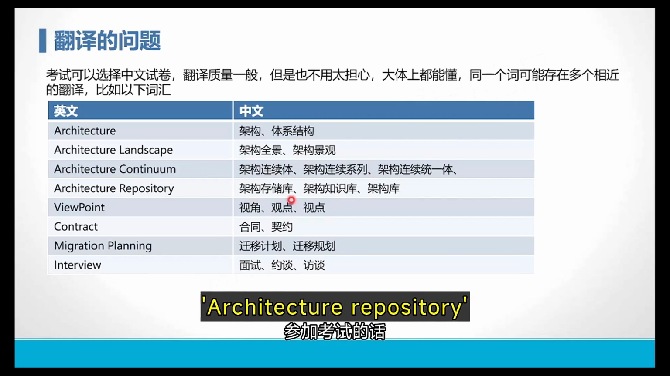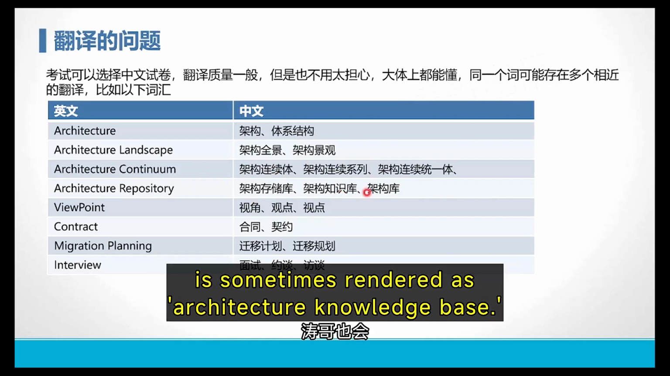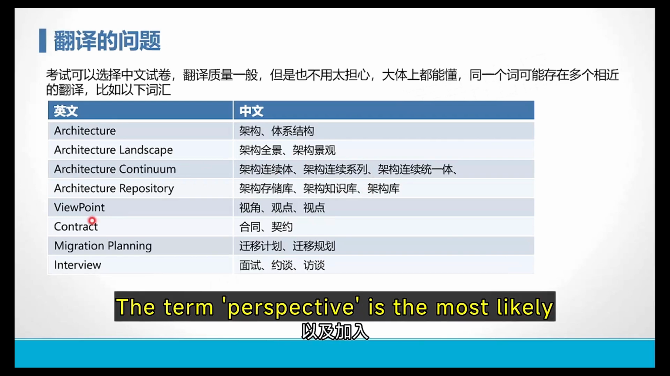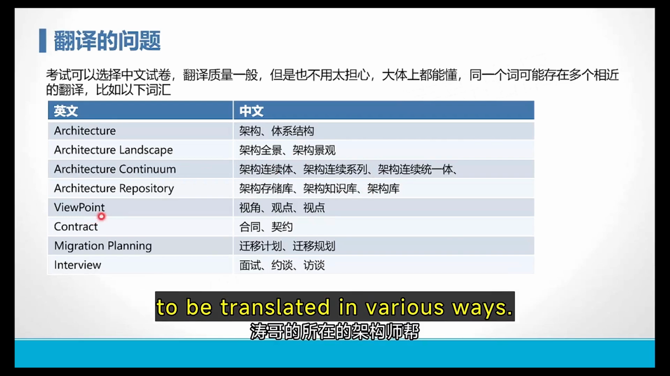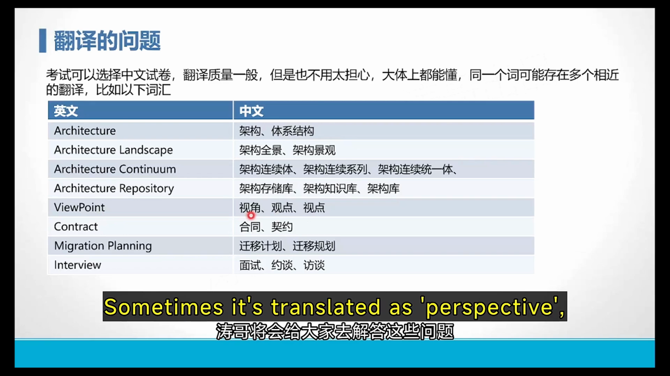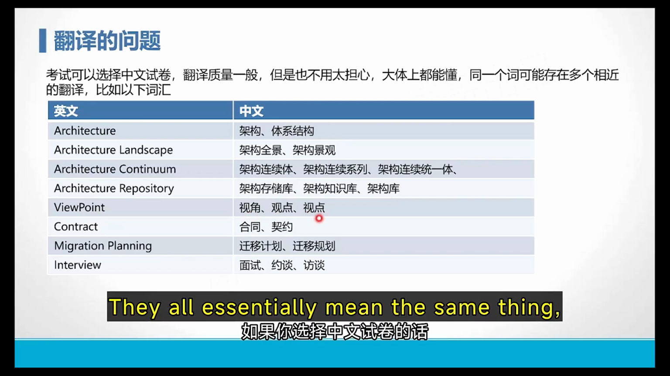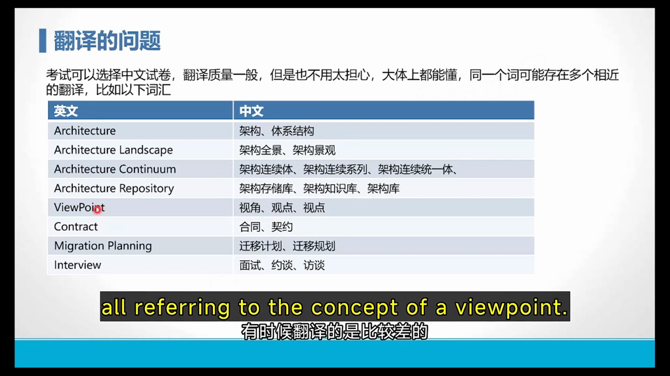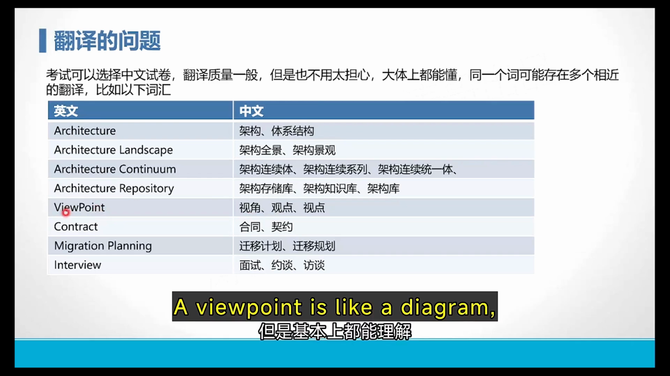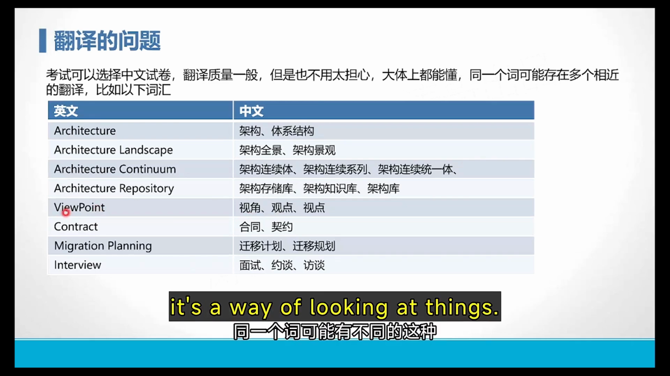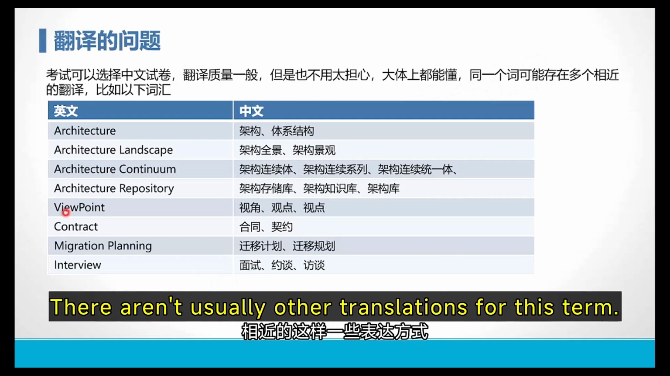Architecture repository is sometimes rendered as architecture knowledge base, or architecture library. The term perspective is the most likely to be translated in various ways. Sometimes it's translated as perspective, viewpoint, or point of view. They all essentially mean the same thing, all referring to the concept of a viewpoint. A viewpoint is like a diagram. It's a way of looking at things. There aren't usually other translations for this term.